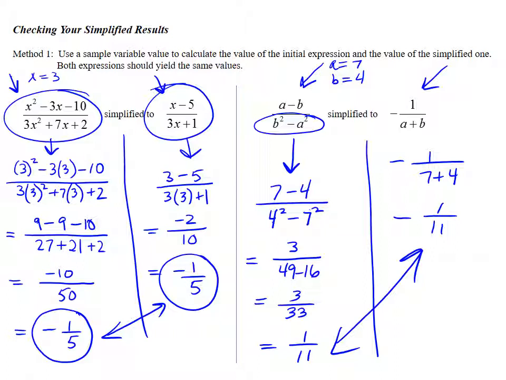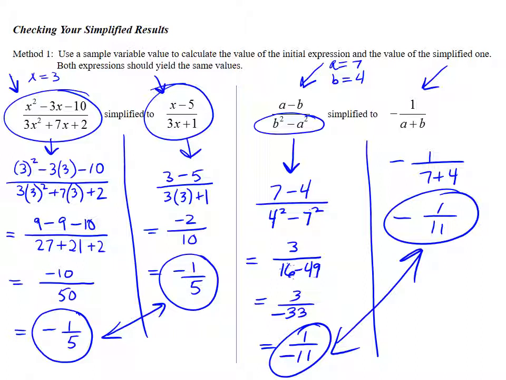And so really I should have had in the denominator 16 minus 49, and 16 minus 49 is negative 33, and that simplifies to negative 11. So there's the corrected version, and you can see that they are the same value in the end.